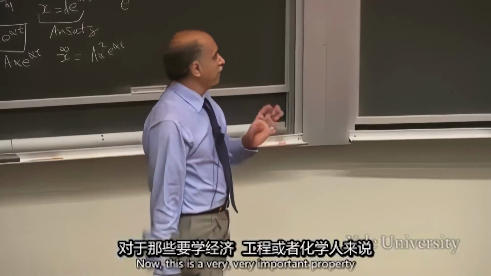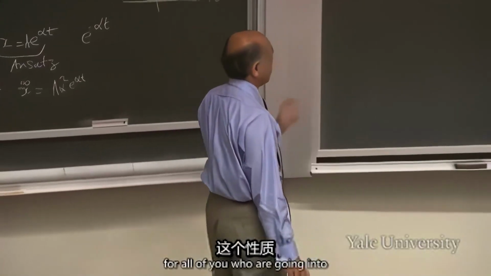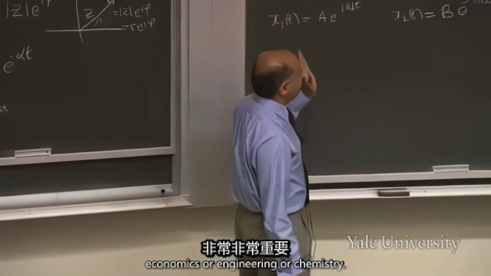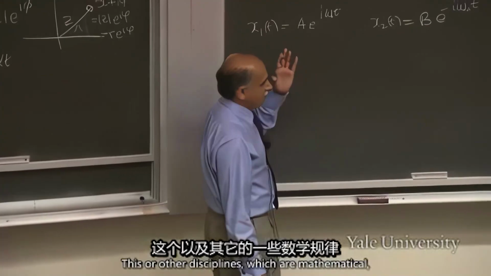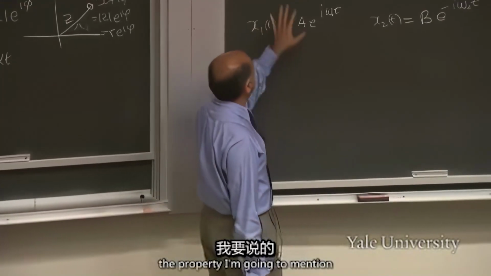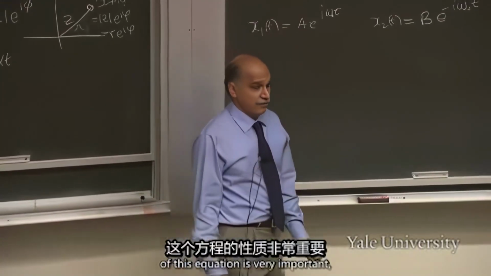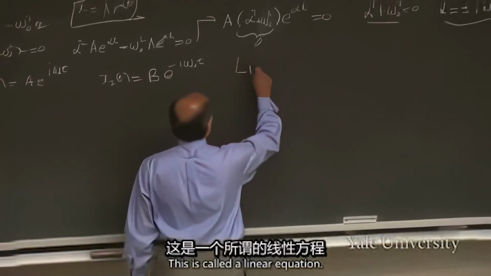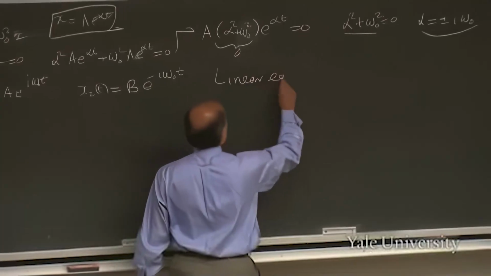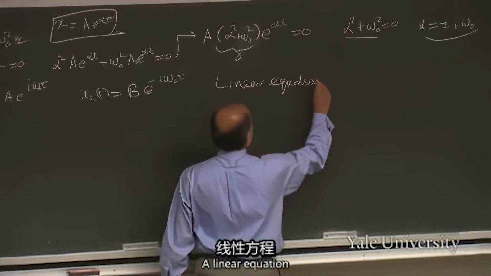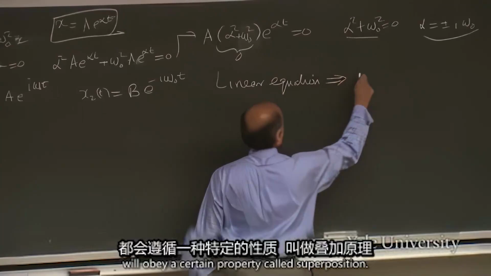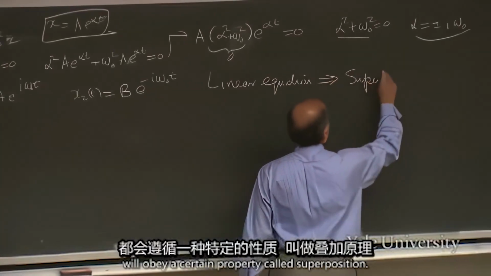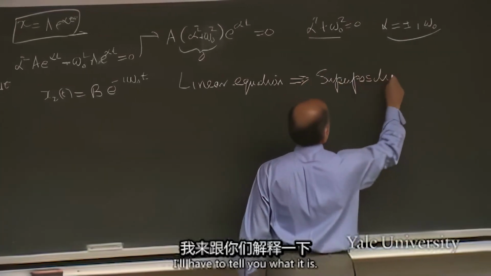Now, this is a very, very important property for all of you who are going into economics or engineering or chemistry or other disciplines which are mathematical. The property I'm going to mention of this equation is very important. So please pay attention. This is called a linear equation. A linear equation obeys a certain property called superposition. I'll have to tell you what it is.